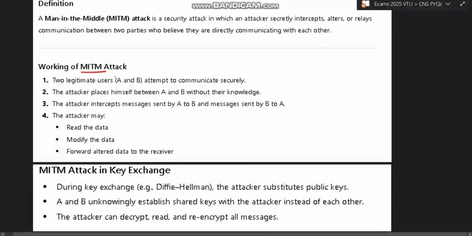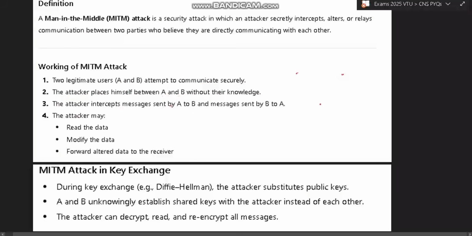Now, the working of the MITM attack. Two legitimate users A and B attempt to communicate securely. They think they are communicating securely, and nothing seems to be happening. Then the attacker comes and places himself between A and B without their knowledge. He just comes in between and they don't know that someone has come in between.